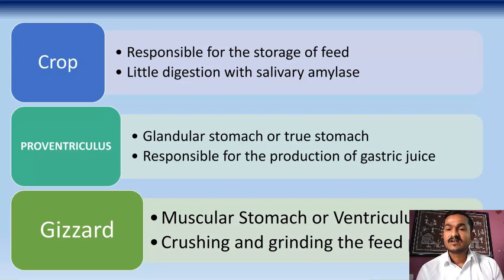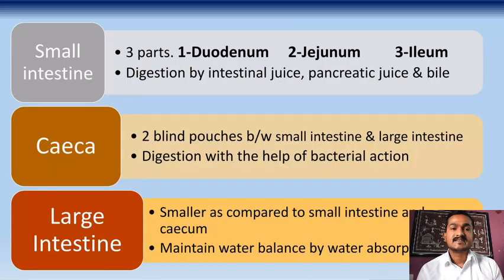Clear? Okay. Now the next one, that is the small intestine. The small intestine is further divided into three parts. First one is the duodenum, second one is the jejunum, third one is the ileum, and these three parts have special functions: digestion by the intestinal juices, pancreatic juices and bile. Clear? Inside the small intestine, bile is released from the what? Bile from the liver and pancreatic juices from the pancreas. Understand? Some chemical digestion occurs inside the small intestine.